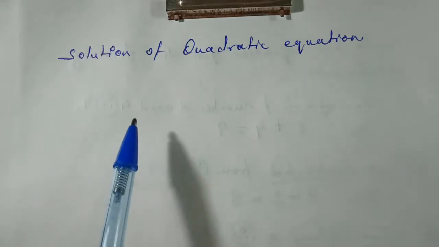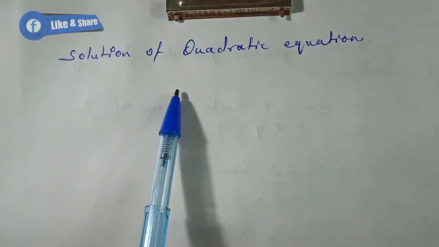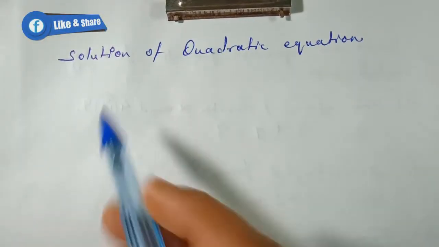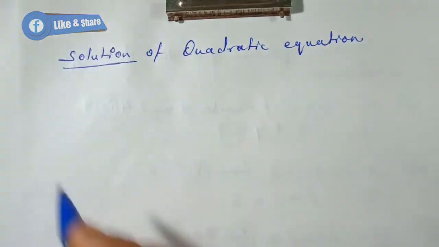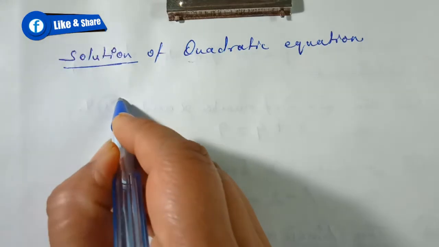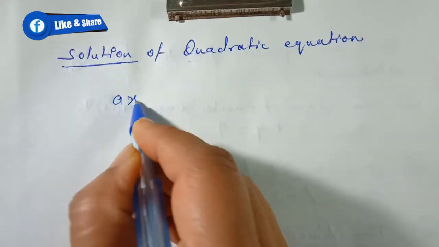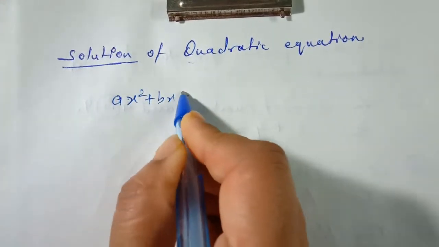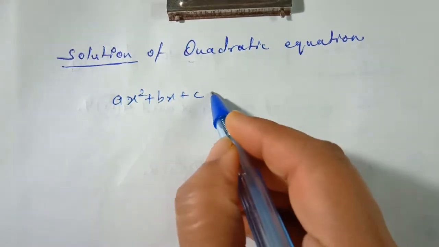Yes, students, today we're going to learn the solution of quadratic equations. So what does the word solution mean? Solution means the value of the variable. First of all, let us write the general form of a quadratic equation.